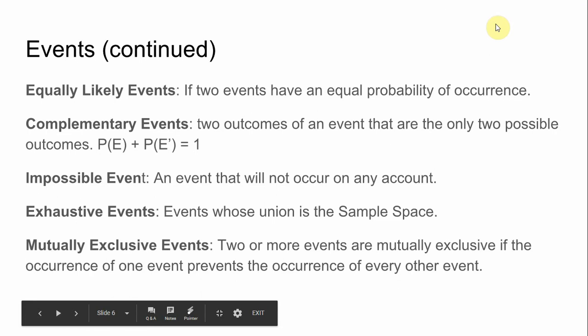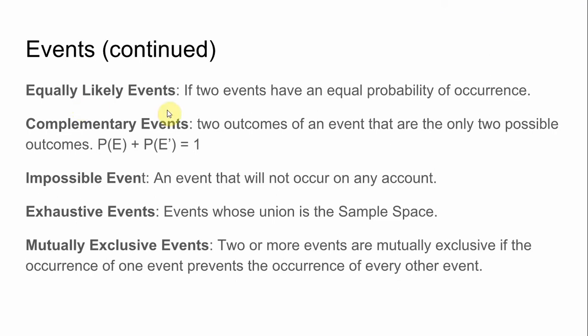Types of events. Equally likely events are the events that have an equal probability of occurrence. When you roll a die, you have equal probability of rolling either 1 or 2 or 3 or 4 or 5 or 6. Complementary events: two outcomes of an event that are the only possible outcomes. When you toss a coin, you either get heads or tails. This either-or are complementary events.